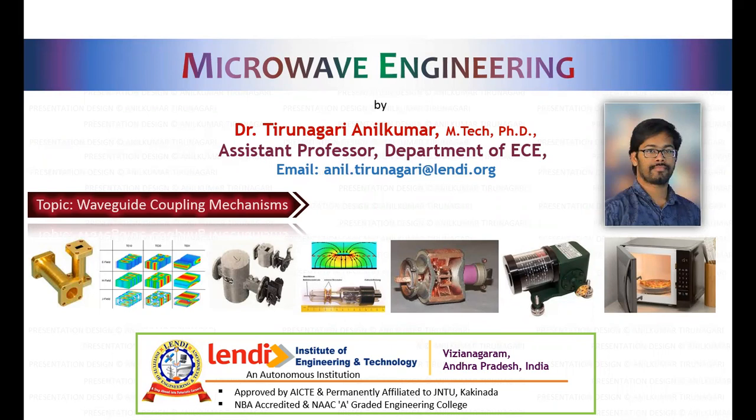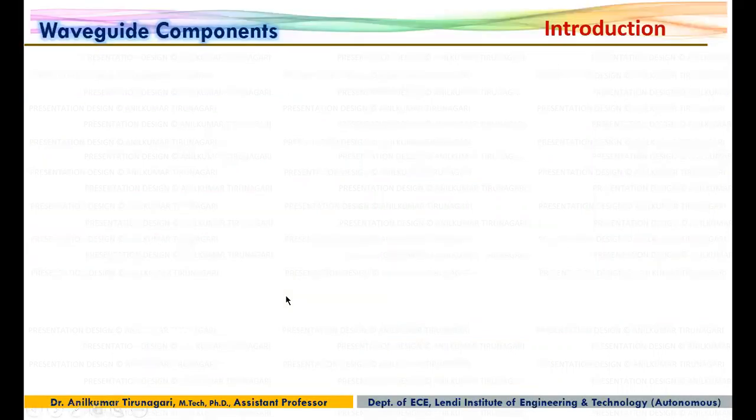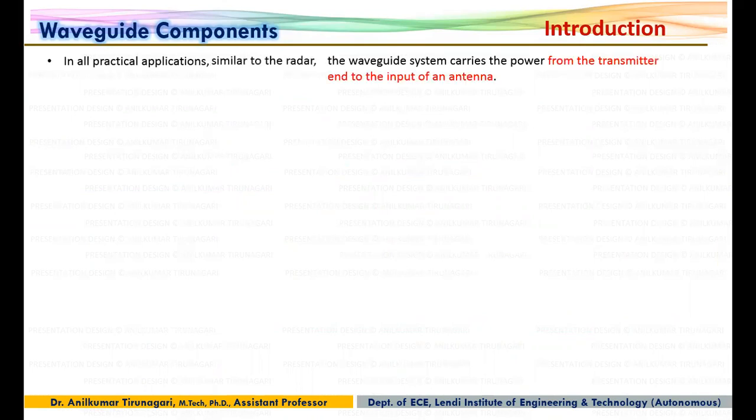In this session, we are going to discuss different waveguide coupling mechanisms. So what is coupling and what are the mechanisms we are going to discuss? In all practical applications, similar to the radar, the waveguide system typically carries the power from the transmitter end to the input of an antenna.